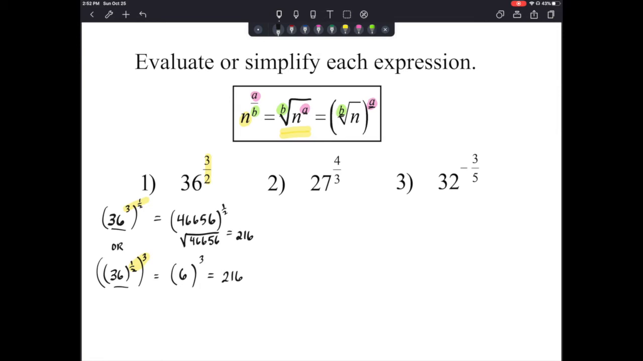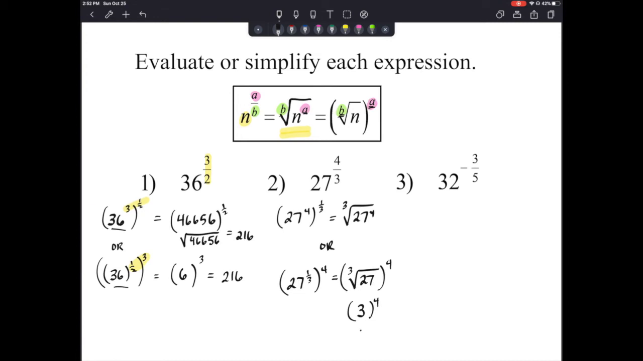Let's look at number 2, 27 to the 4/3 power. We can either say this is 27 to the 4th power, then raised to the 1/3 power, which is like saying the cube root of 27 to the 4th. Or we could say this is 27 to the 1/3 power, and then raise it to the 4th power. So the cube root of 27 raised to the 4th. To me, that's going to be a little bit easier to do. Cube root of 27 is 3. 3 to the 4th is going to be 81.